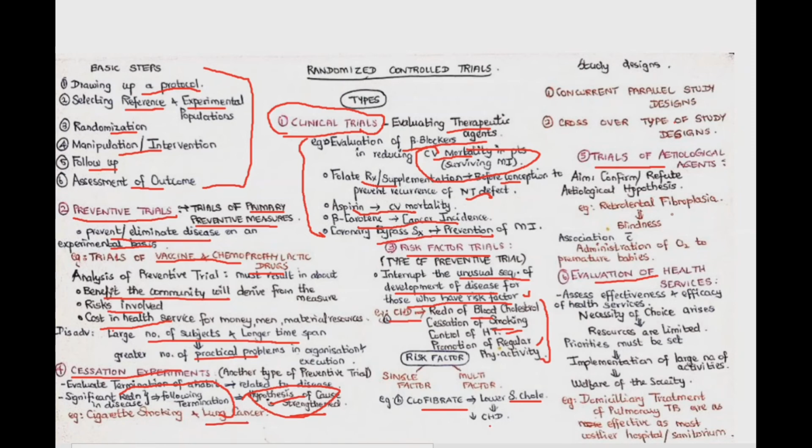Now the fifth one is trials of etiological agents. This is to confirm or refute whether something is the etiological cause of a disease.